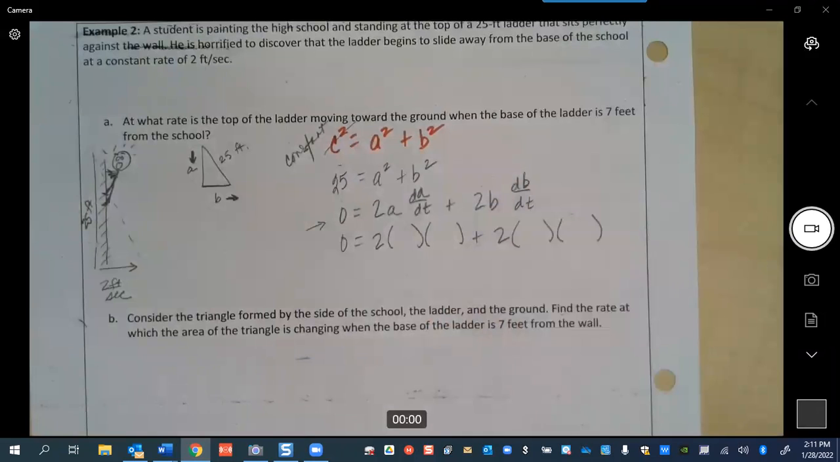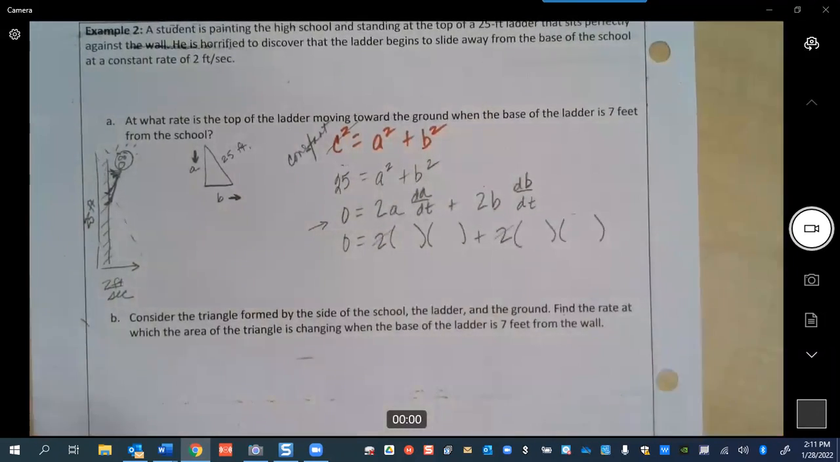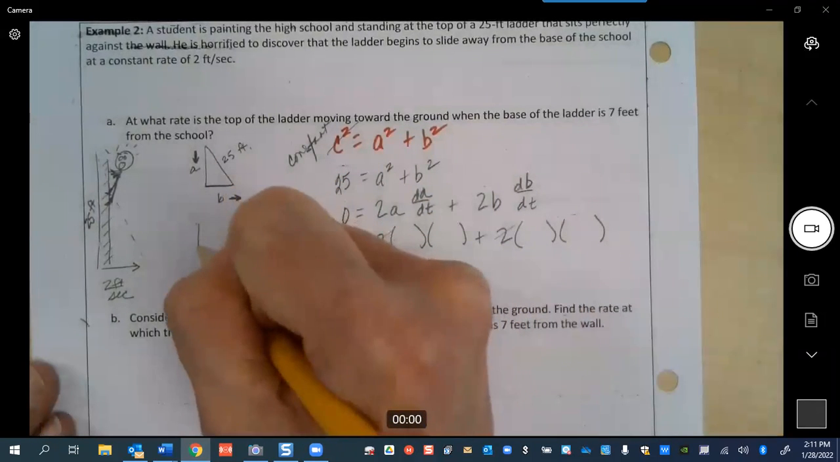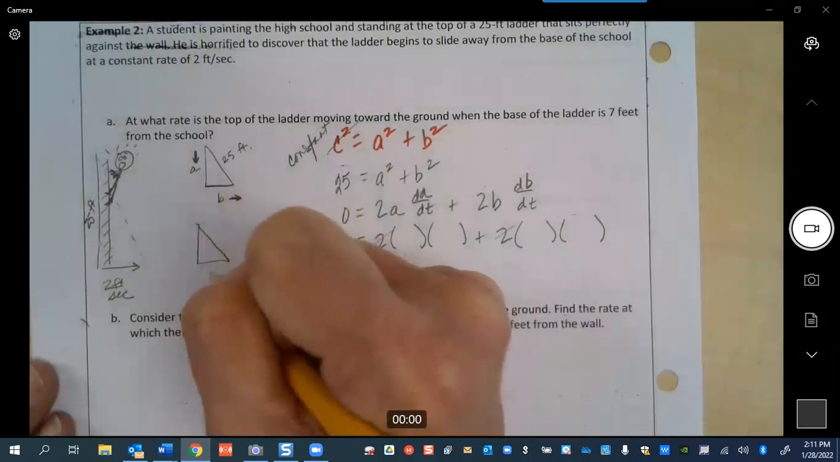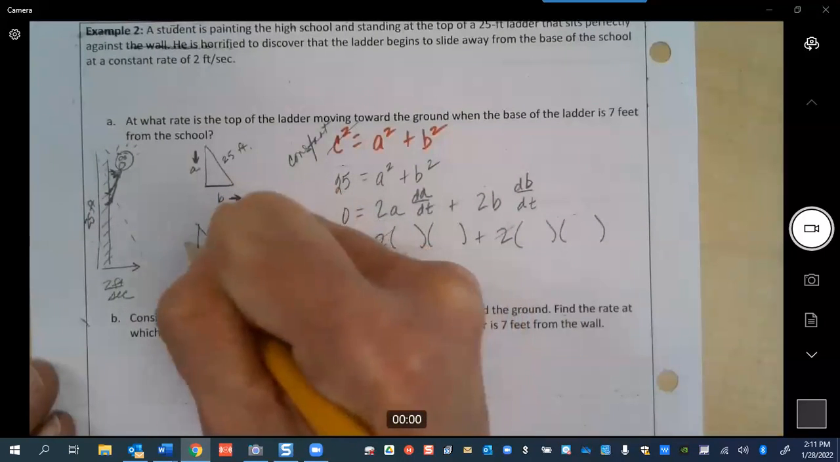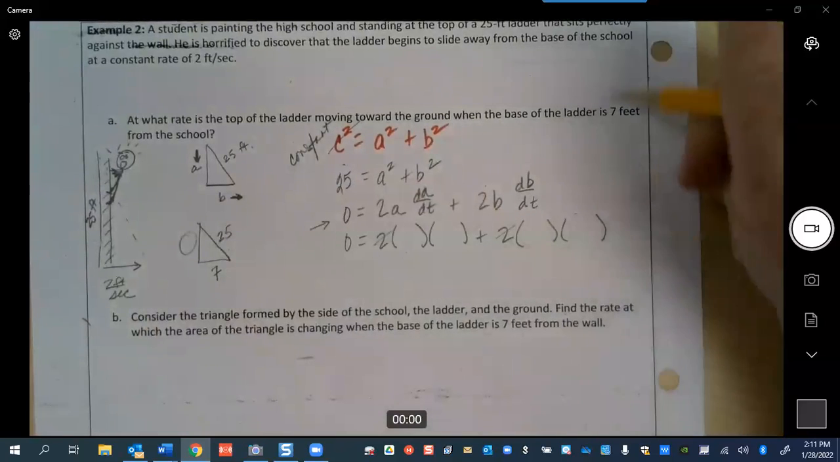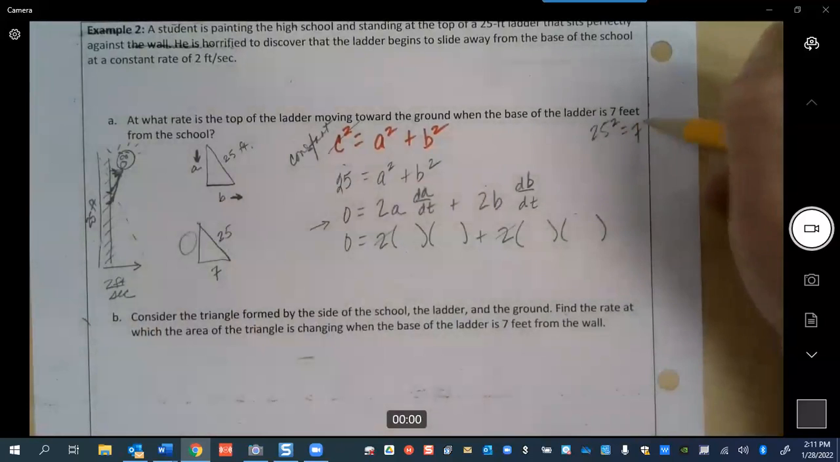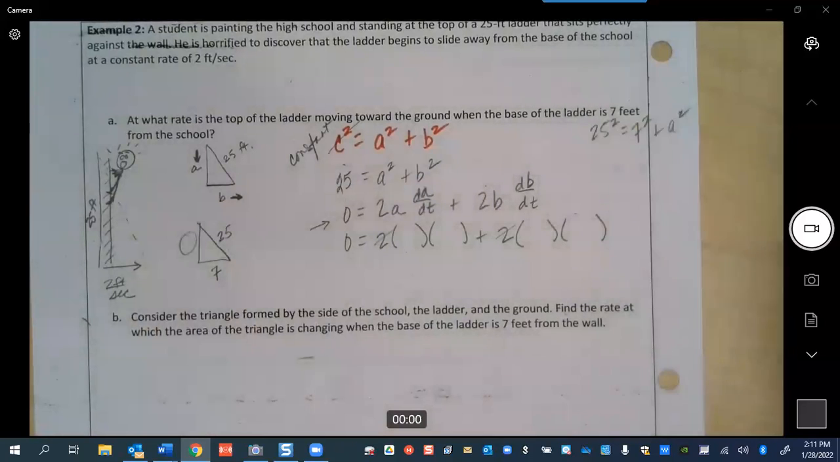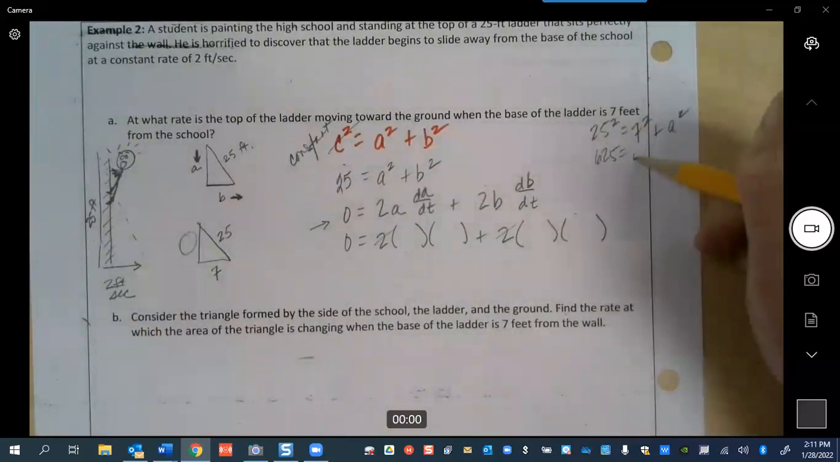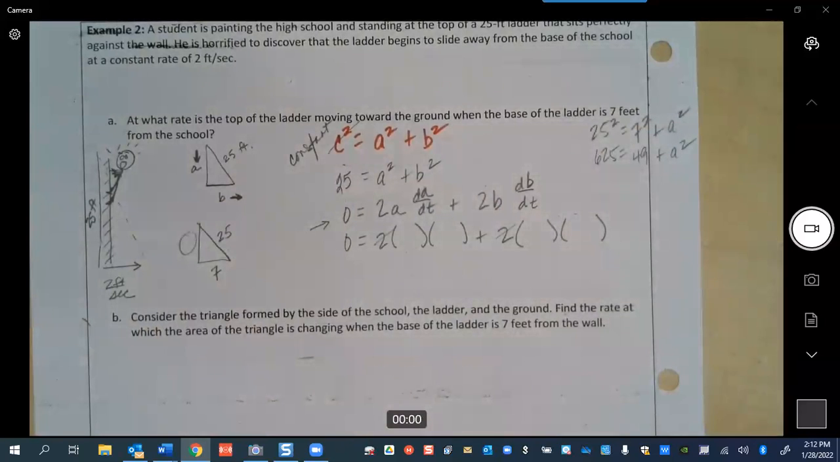If you want to still do that, you can divide everything by 2, not a problem. Here's what I need to know. When this is 7 feet, do I have the ability to solve for that A value? Yeah? So I know that 25 squared is equal to 7 squared plus A squared. So 625 is 49 plus A squared. 625 minus 49. Who's got a good brain for that?